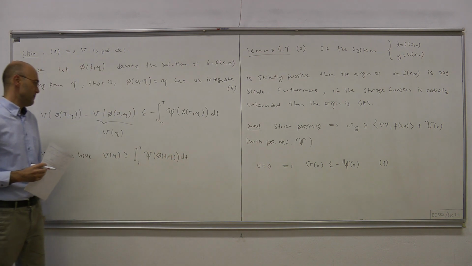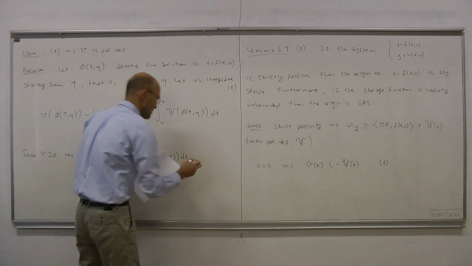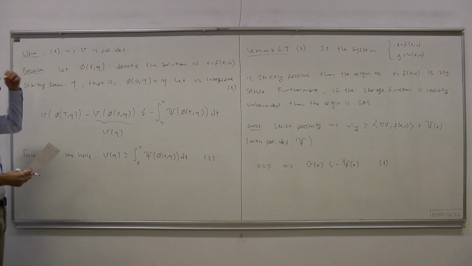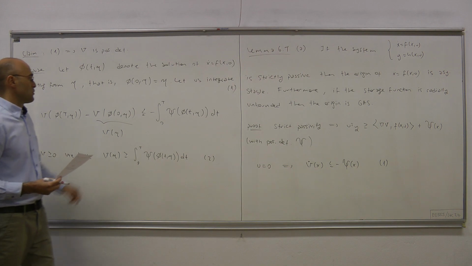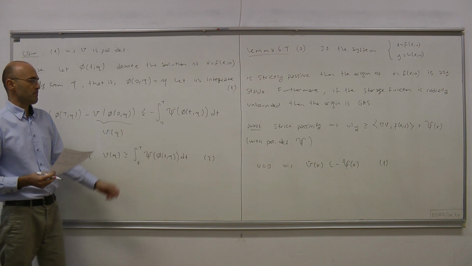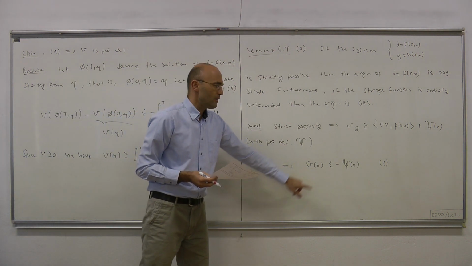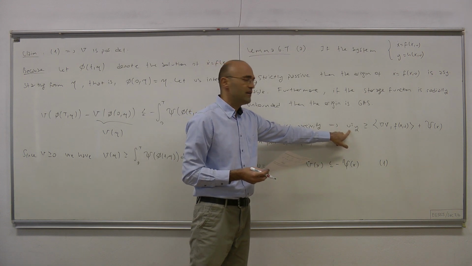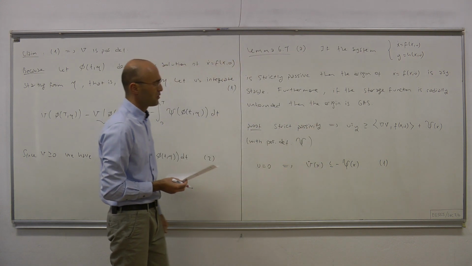Okay, dt. Let's call this inequality number 2. Okay, so once again what we did is, this is what we have for v dot when input is 0, coming from the definition of strict passivity.